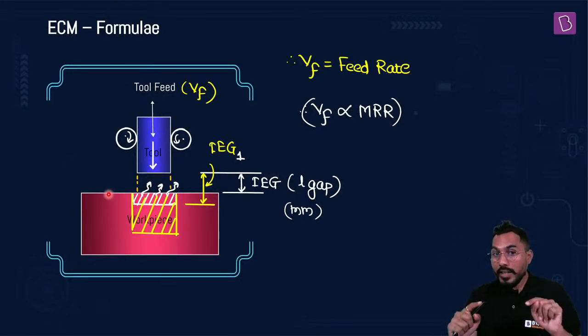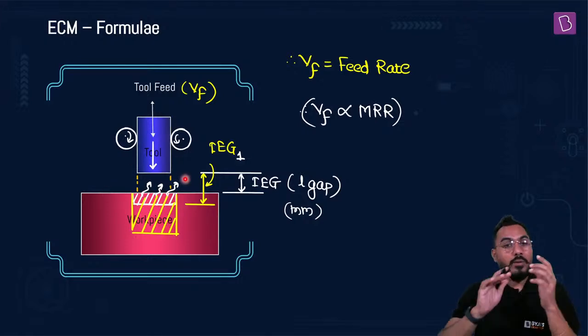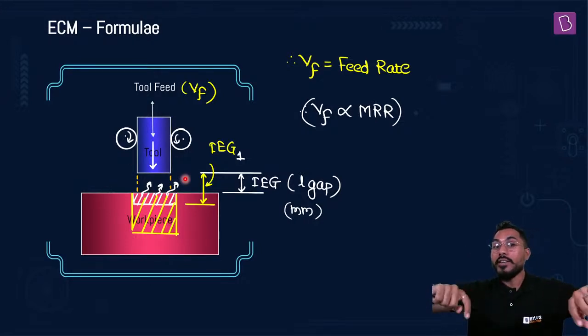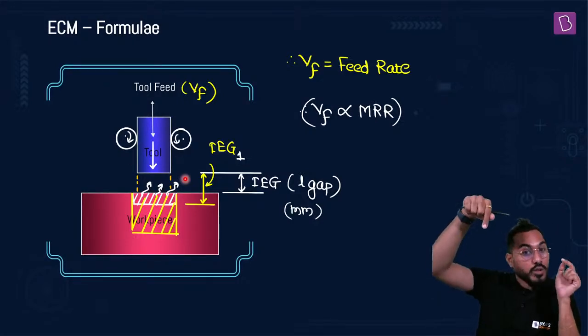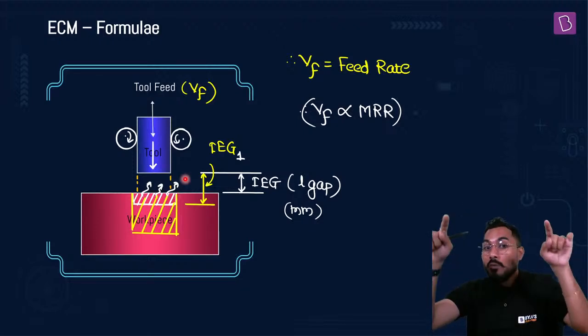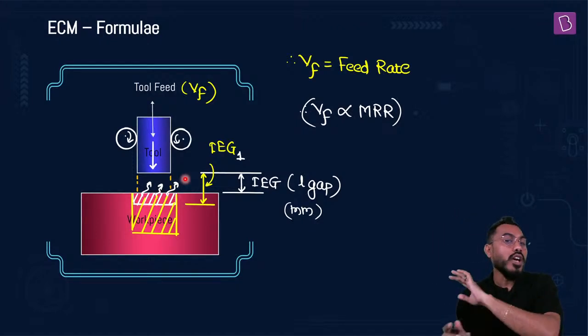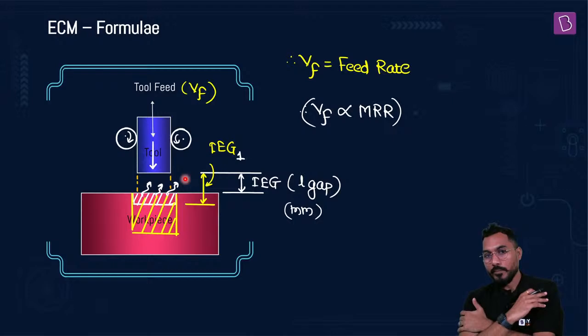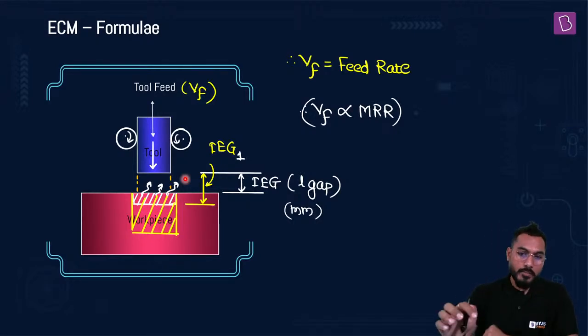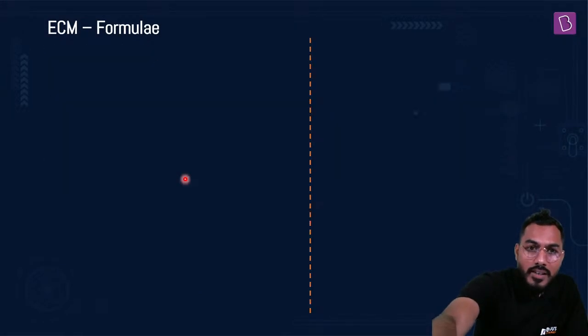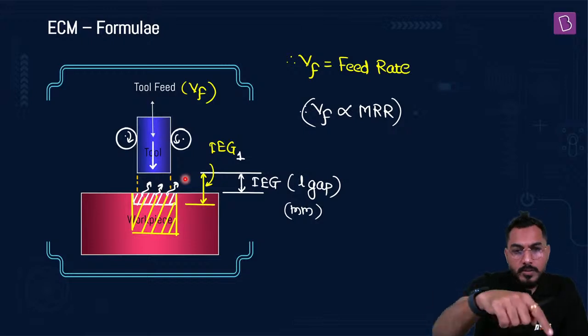And that velocity solely depends upon my material removal rate. If my material removal rate is very high, then my feed velocity also should be very high. If material removal rate is less, my feed velocity also should be less. As simple as that, right? Understood everybody? Yes. Now, understand the different dynamics of this particular process.